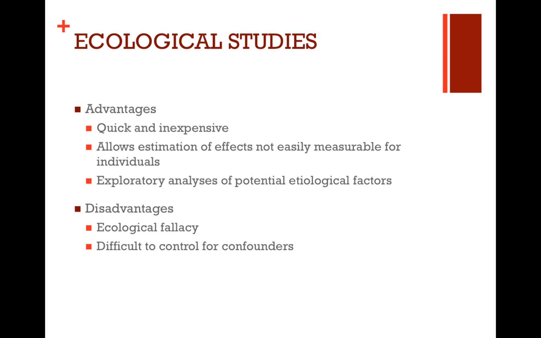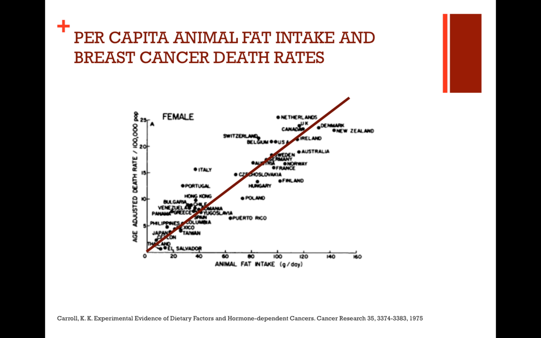The disadvantages: we already talked about ecological fallacy, trying to say that this population level data tells us something about those individuals within the population. And it's difficult to control for confounders. So, in the individuals in these countries, is it the animal fat, or are they smokers? What's the smoking rate? How can we control for that? Are the age ranges different?